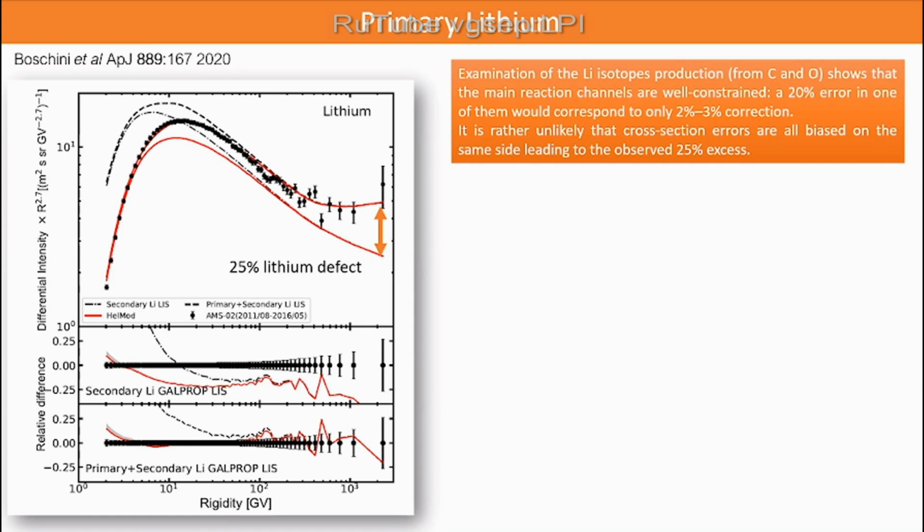AMS-02 data. And the examination of the lithium isotope production from carbon and oxygen shows that the main reaction channels are already well constrained. So basically, a 20% error would correspond to only a 2-3% correction in the spectrum. So it's rather unlikely that these cross sections are all biased in the very same direction to produce this 25% excess.